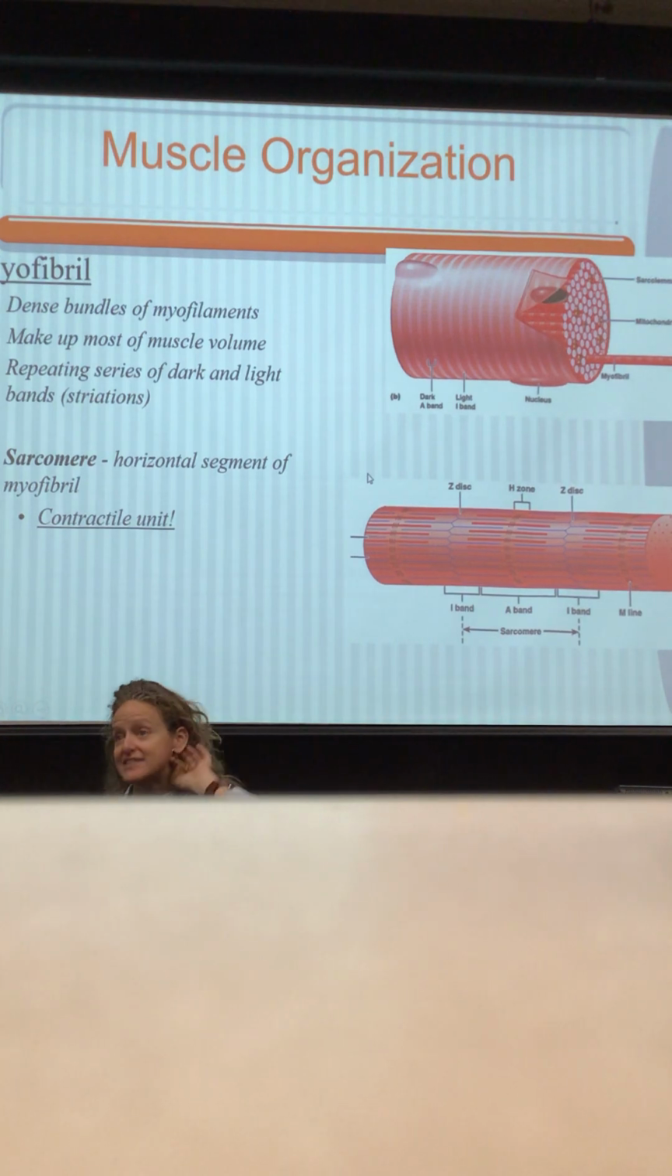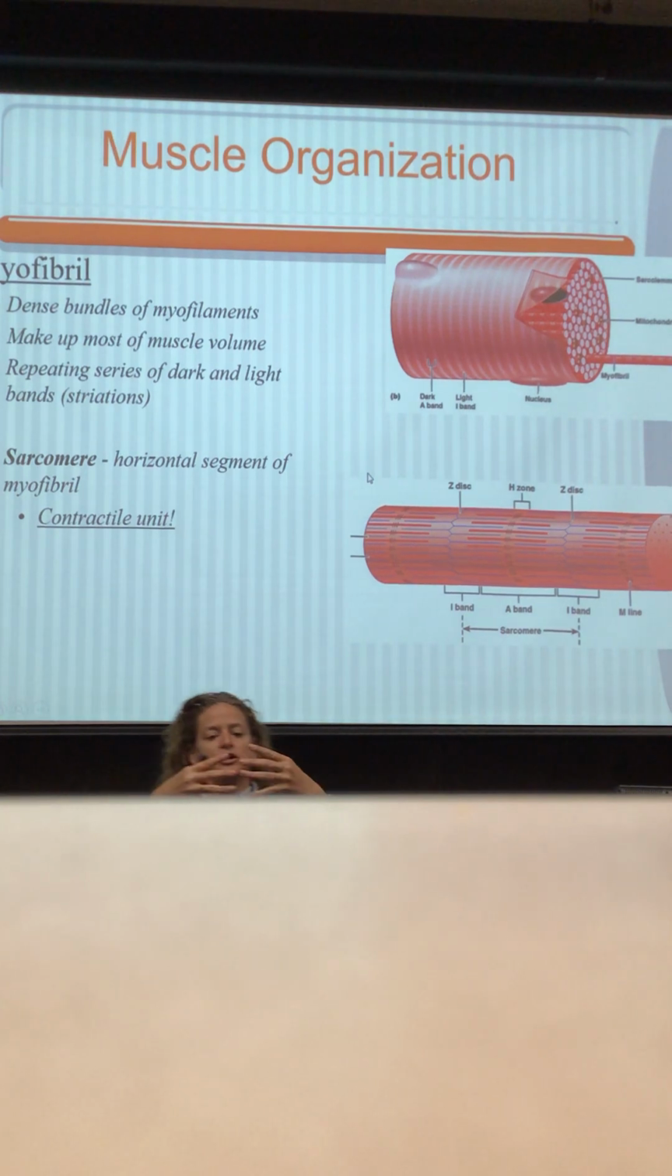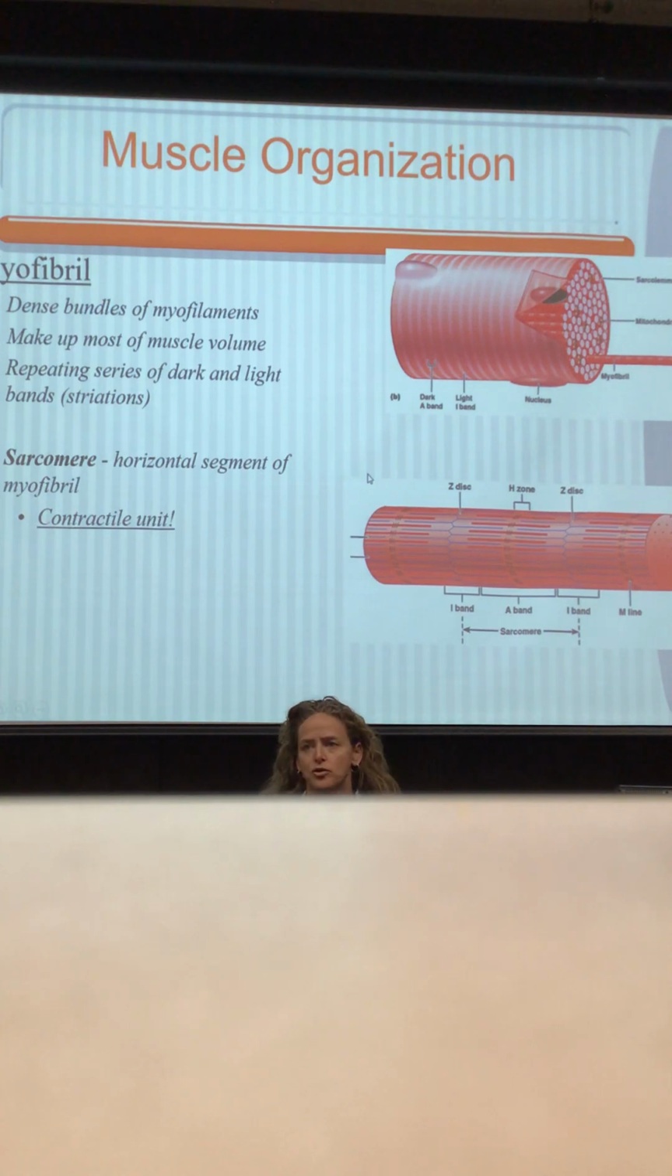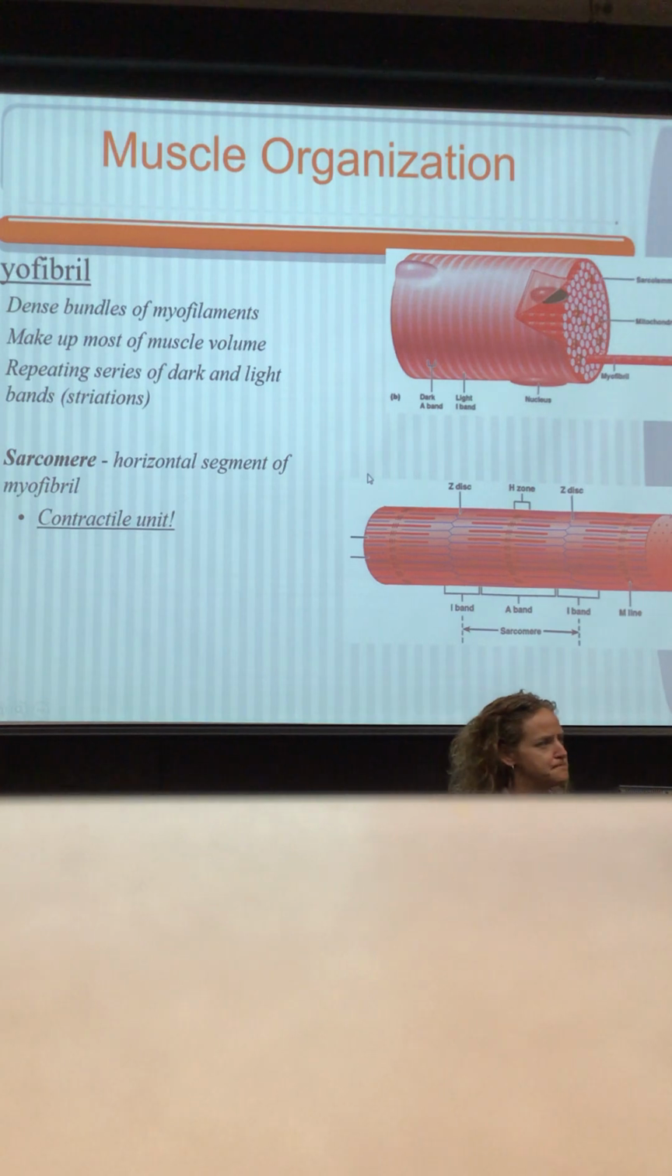For now, we're just identifying the structure. The actin and myosin are the myofilaments. They're arranged in a horizontal unit called a sarcomere. And it's just one sarcomere next to another, next to another. These are the contractile parts of a muscle.